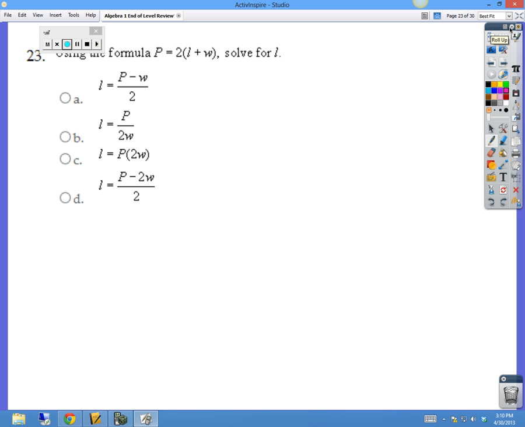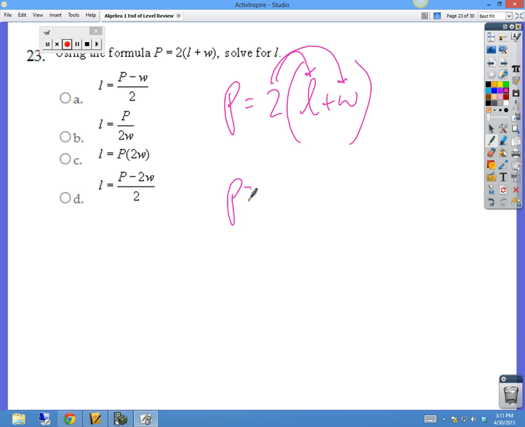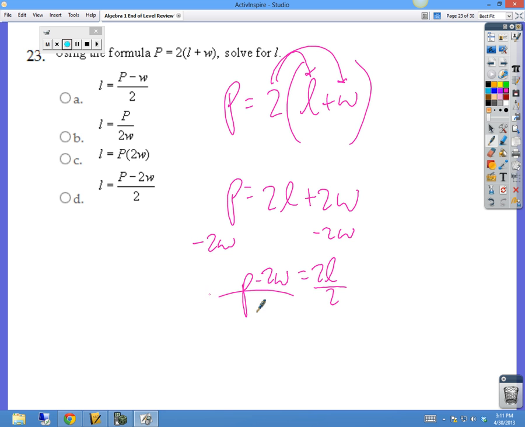23. Solve for L. Alright, P equals 2 times L plus W. If you distribute, times everything through by 2. So P equals 2L plus 2W. Now, solve for L. I'm going to minus the 2W from this side, minus 2W from this side. P minus 2W equals 2L. Divide by 2, divide that guy by 2. So L is going to be P minus 2W divided by 2. D.